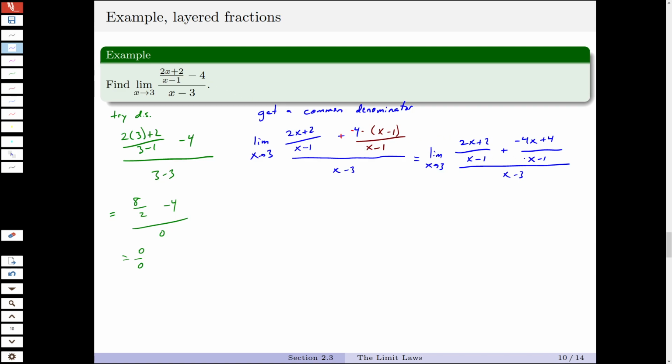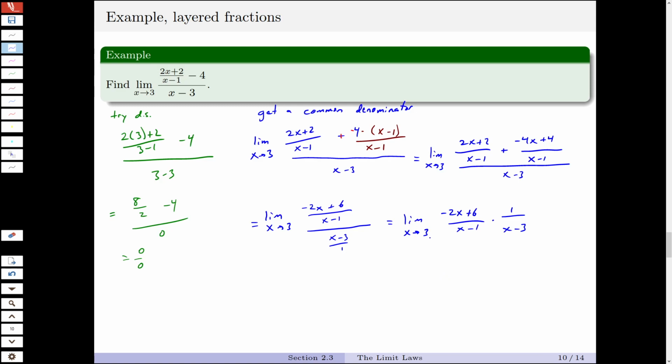Okay, now we have the same denominator. Let's combine the numerators together. So 2x minus 4x is negative 2x. 2 plus 4 is 6. And in my denominator, I'm going to rewrite this x minus 3 as an x minus 3 over 1. Because when I divide a fraction by a fraction, I can change that into multiplication. And now we're going to be down to just one layer of fractions. So we have negative 2x plus 6 over x minus 1 times 1 over x minus 3. And I feel like that looks better right now. I just have this one layer to work with.